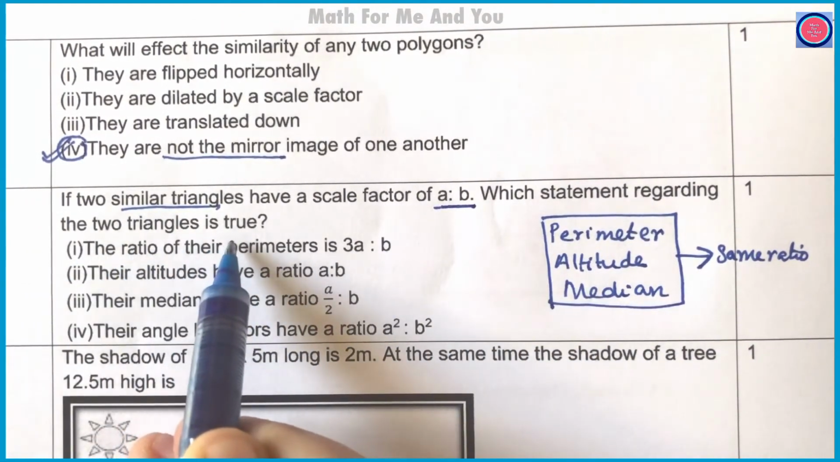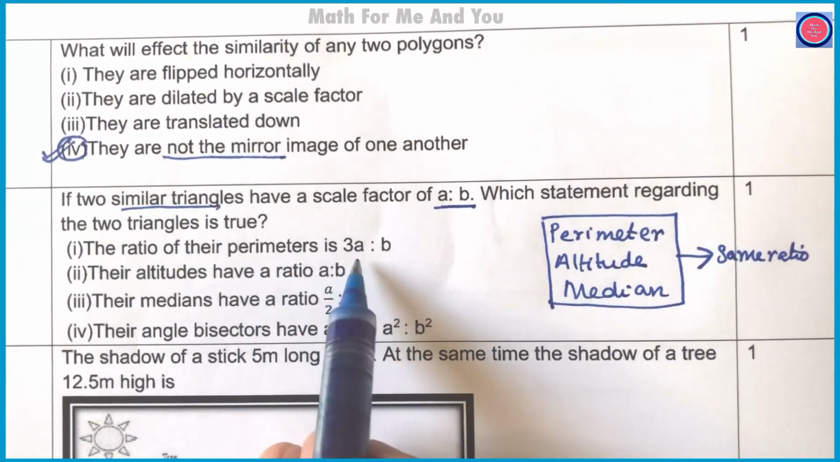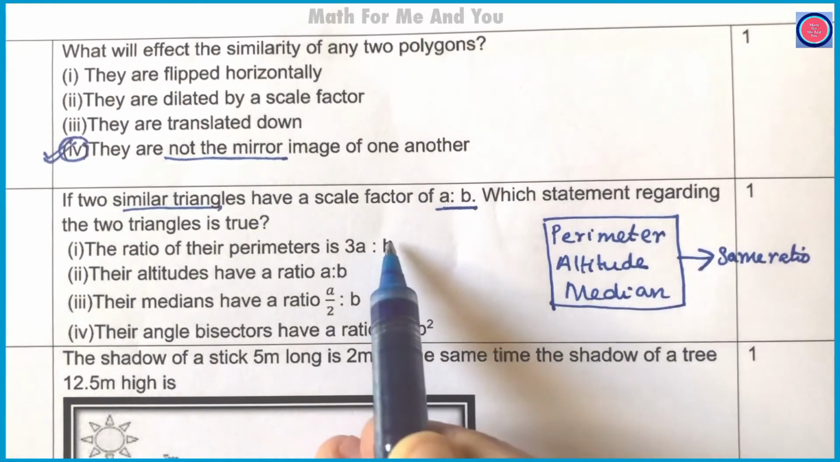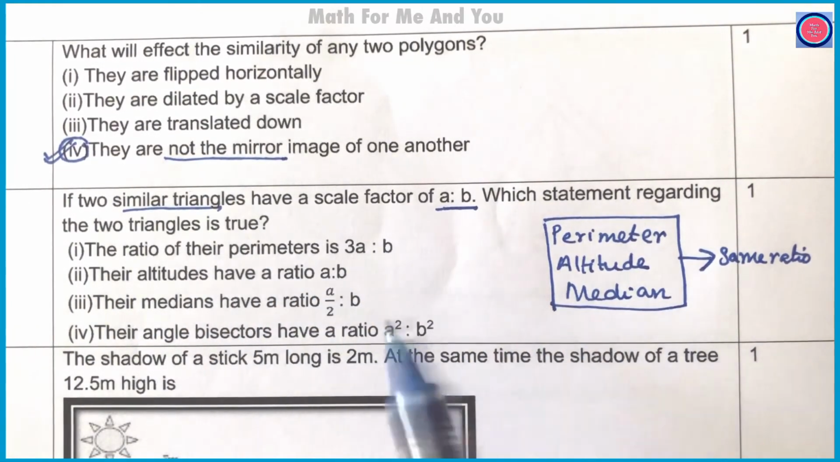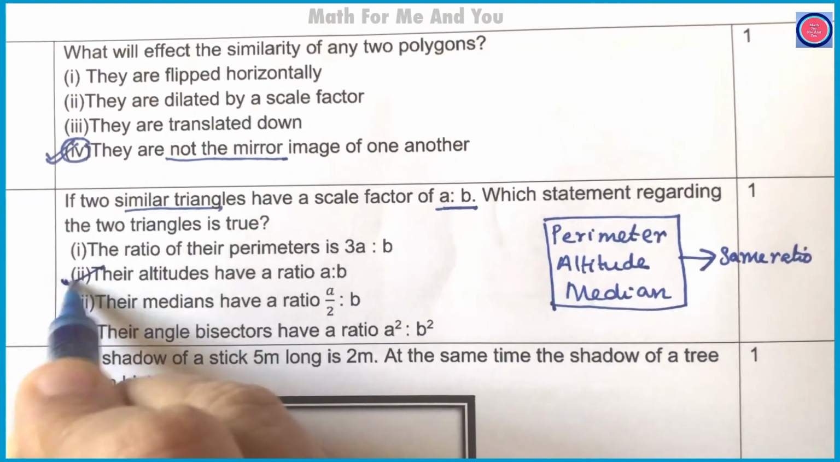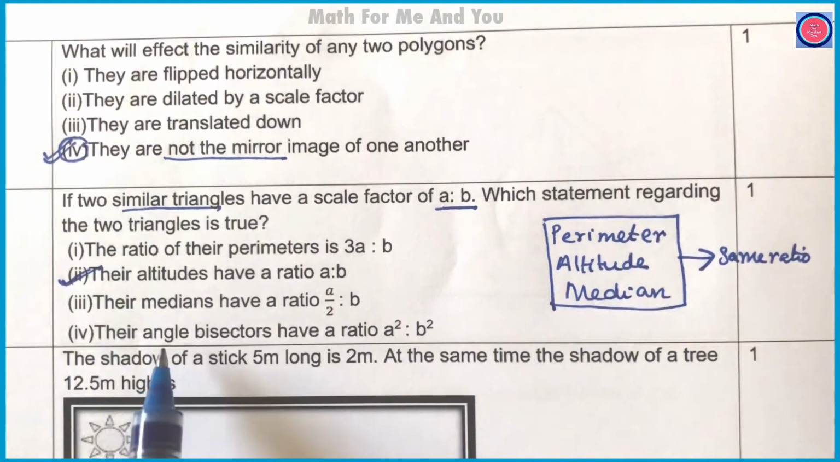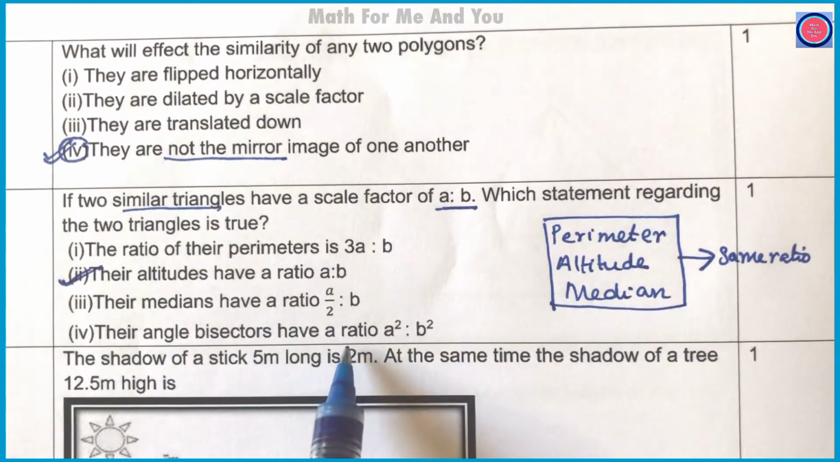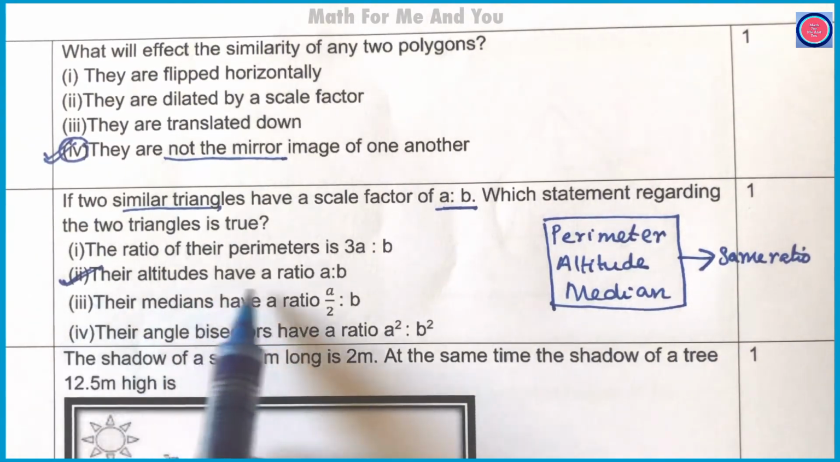The first one, what do you feel? Is this true or false? No, it's not, because we know that perimeter follows the same ratio, but here the ratio is different. About altitude, they follow the same ratio. That means the statement is true. Second option. Third one, not true. And the last one also not correct. So the correct option is option 2, because altitude follows the same ratio.